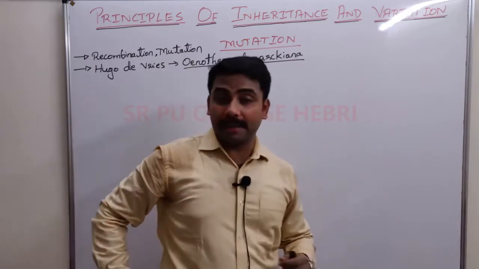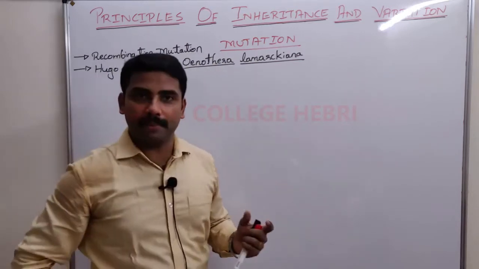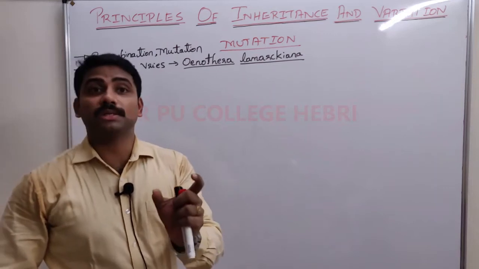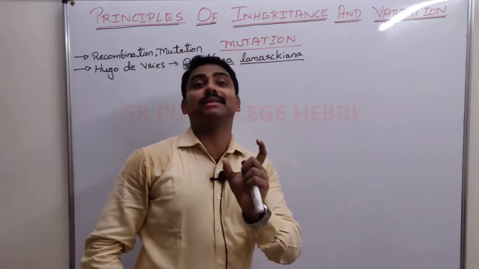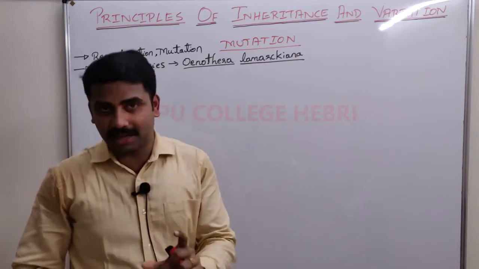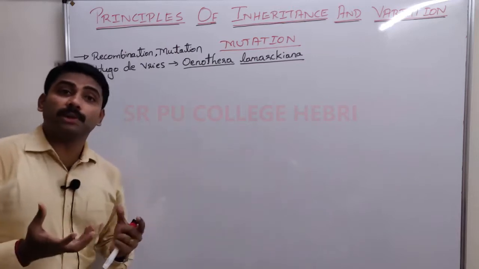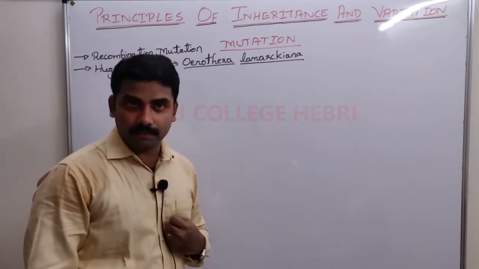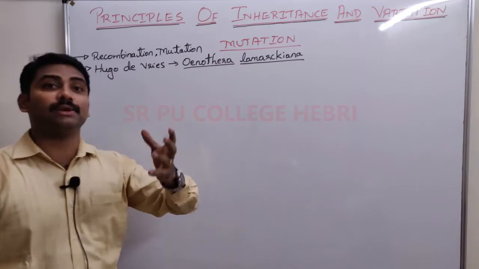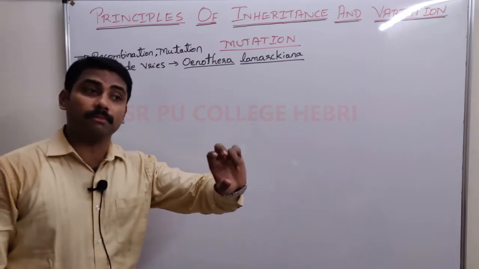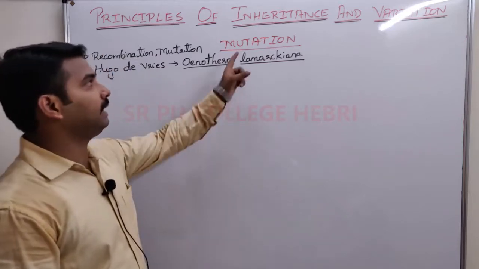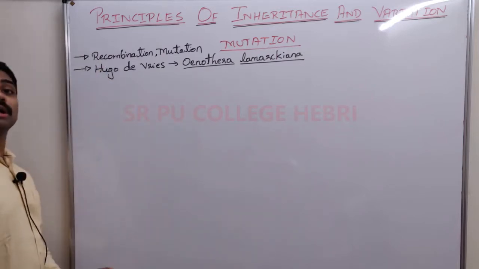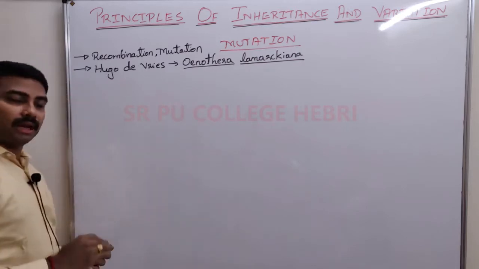On that evening primrose plant he was performing some experiment, and the plant he was working with was a true breeding plant. It was a genetically pure plant, in the homozygous condition. He knew that, but he observed some sudden changes after self-pollinating it. He observed some sudden changes in that plant and he called it mutation. The term mutation was coined by Hugo de Vries while working on Oenothera lamarckiana.